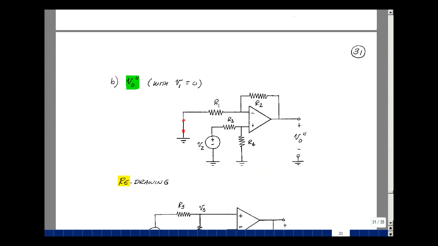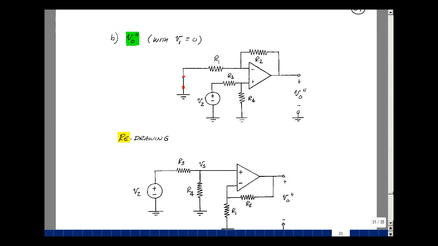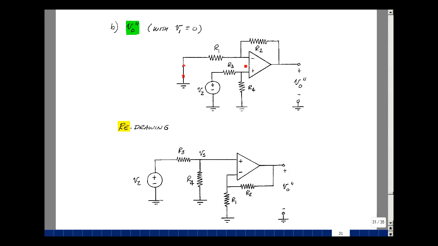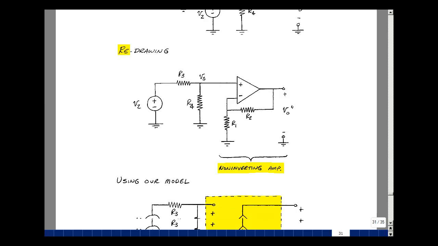Now, it may not look like this, but there's actually a non-inverting amplifier embedded inside here. Let me redraw this. So here I have V2 going to R3 and then R4 to ground into the plus terminal of the op-amp. So let me draw that over here. Let me rotate this op-amp, flip this over. What I've got then between the minus terminal and ground is the resistor R1, and between the minus and the output I've got R2. So here's our non-inverting amplifier.